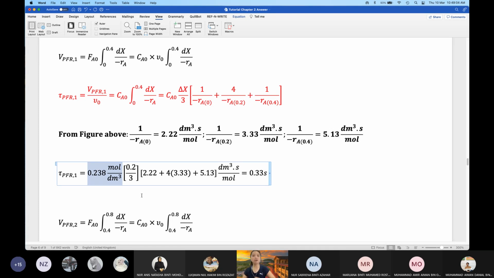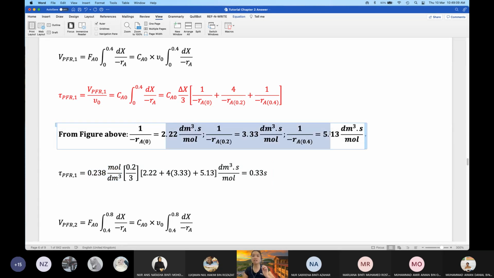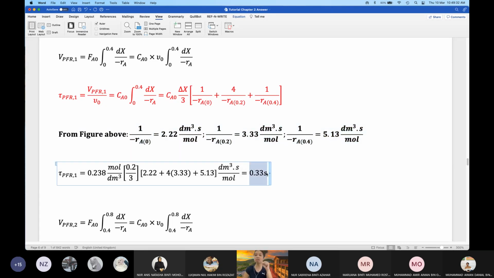So again, jangan lupa kamu menggunakan plot. Menggunakan plot, nilai tu kamu kena take directly. You have to substitute directly. You have to multiply directly dan bukan bahagi, sebab nilai plot adalah 1 per minus rA. Dia bukan minus rA. Dia adalah 1 per minus rA. Kamu terus darab directly this value. So you do it correctly, you get space time dia sebagai 0.33 second. In your first reactor, the space time is 0.33 second. Okay, so that's for the first reactor.